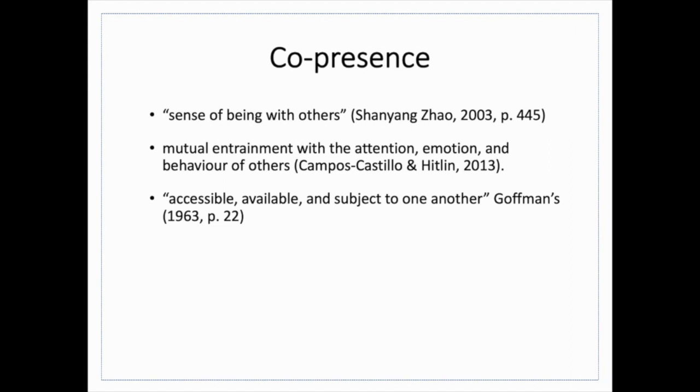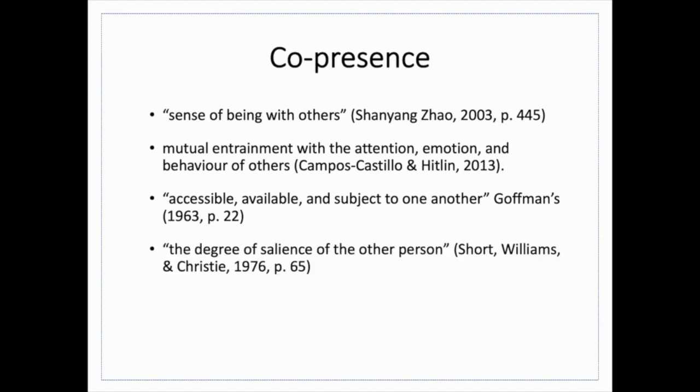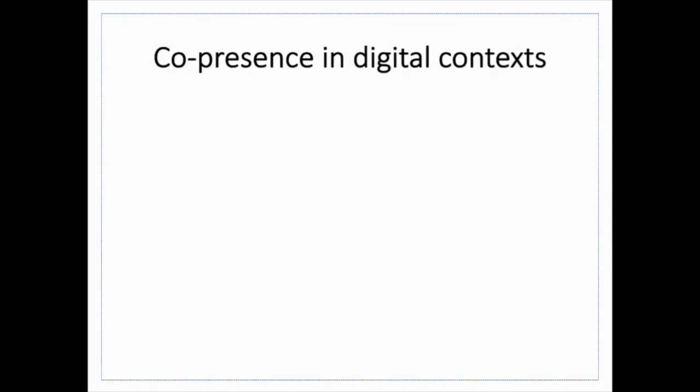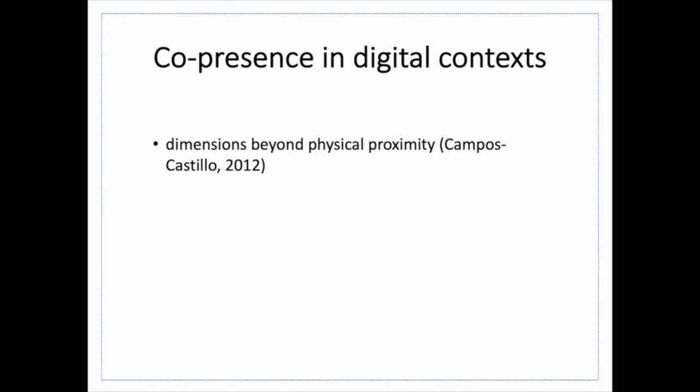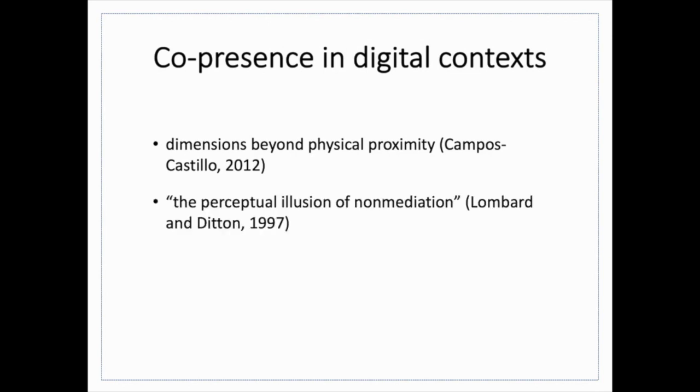proximate interactions. Early work tended to be concerned with the degree of salience of the other person in the proximate interaction, and the relation between people in the same physical space. But as work expanded into non-face-to-face and digital environments, increased dimensions beyond physical proximity needed to be accounted for. So early work by Lombard and Ditton, I don't know how to pronounce it, defined co-presence, which they referred to as presence, as the perceptual illusion of non-mediation. So this kind of sense of immersion in the context, that you don't notice the mediation.